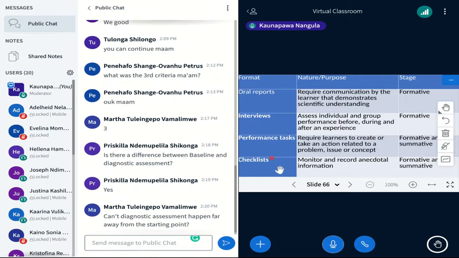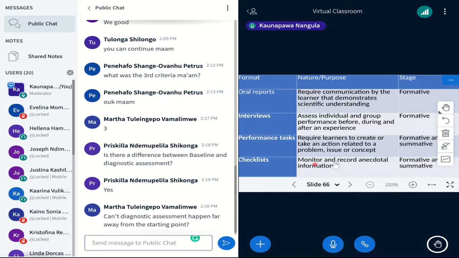And then checklist. Can't diagnostic assessment happen after the starting point? Yeah, it can. It's possible, because the idea is just to find out something like their strengths or their weaknesses, and that could be later in the teaching and learning process.